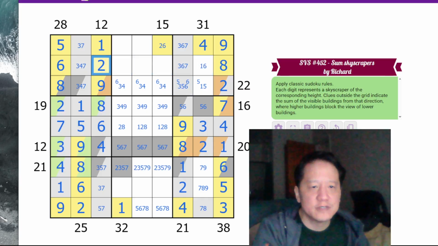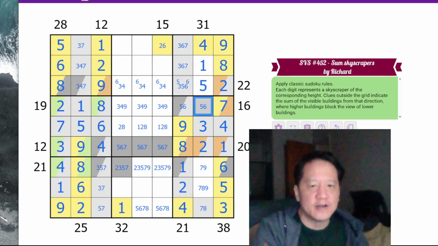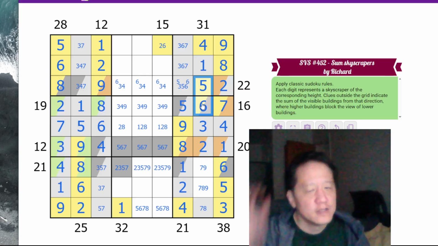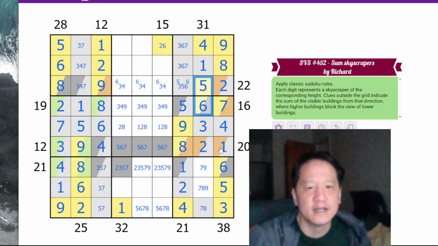Oh, this 6 eliminates 6 here. So this can't be 6. This is 1, which makes this 5, which makes this 6, which makes this 5. It will not see the 1 vertically here. It must see the 5 and the 6. That's 15. So it must see 7 and 9 as the remaining digits.